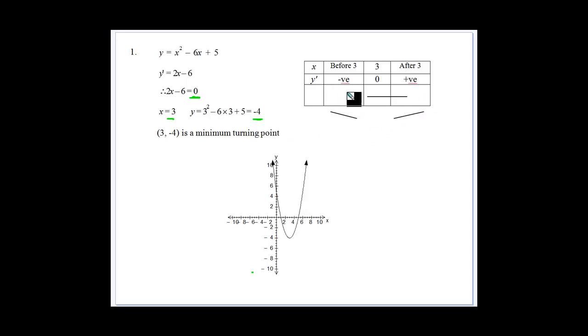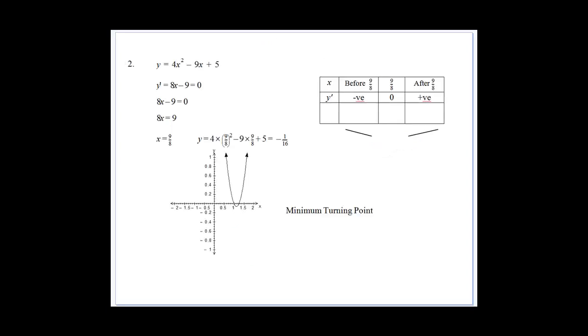And then we test. We test before 3 and after 3, and we get a gradient that's negative, 0, and positive, which means the curve must be a minimum turning point, because that's what a minimum turning point has: a negative gradient, 0, and then it rises, has a positive gradient, so it rises.